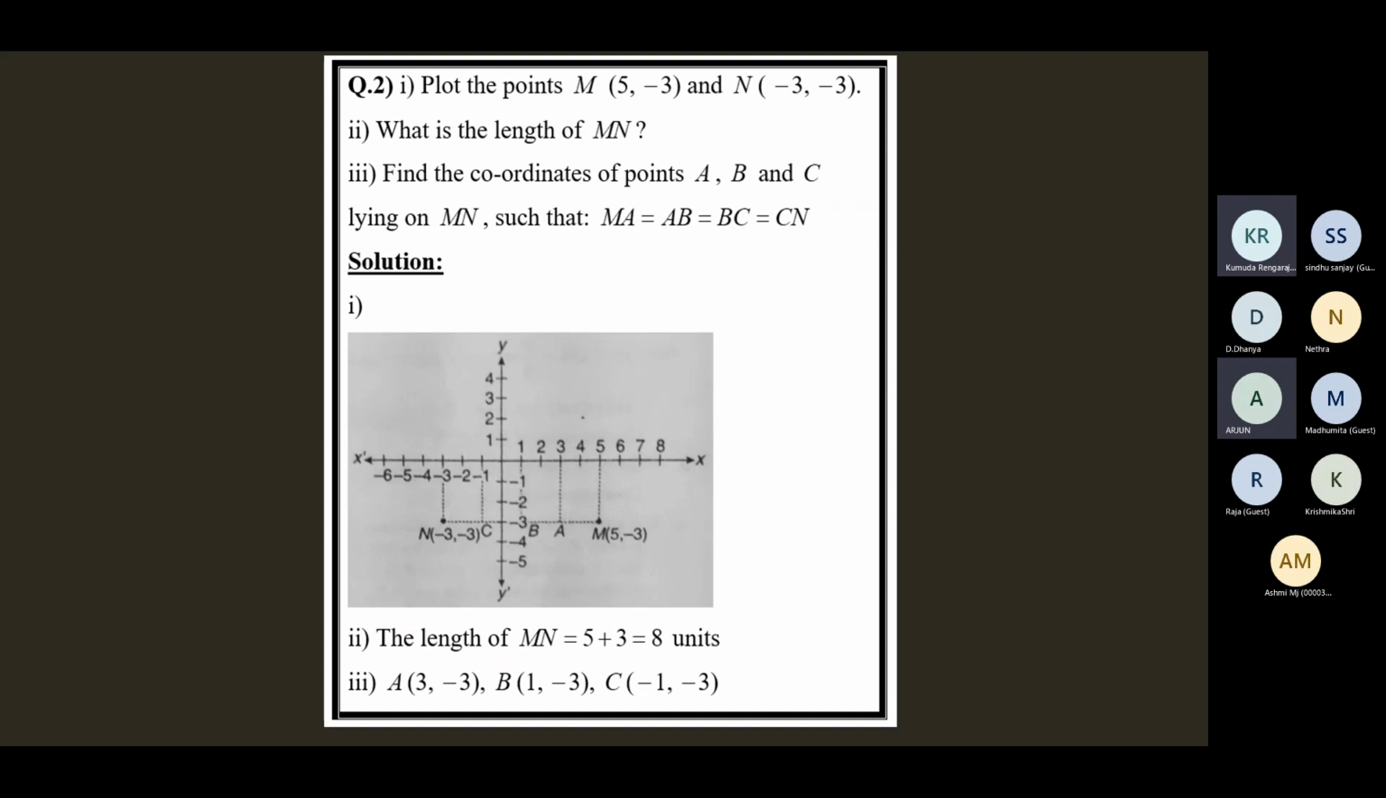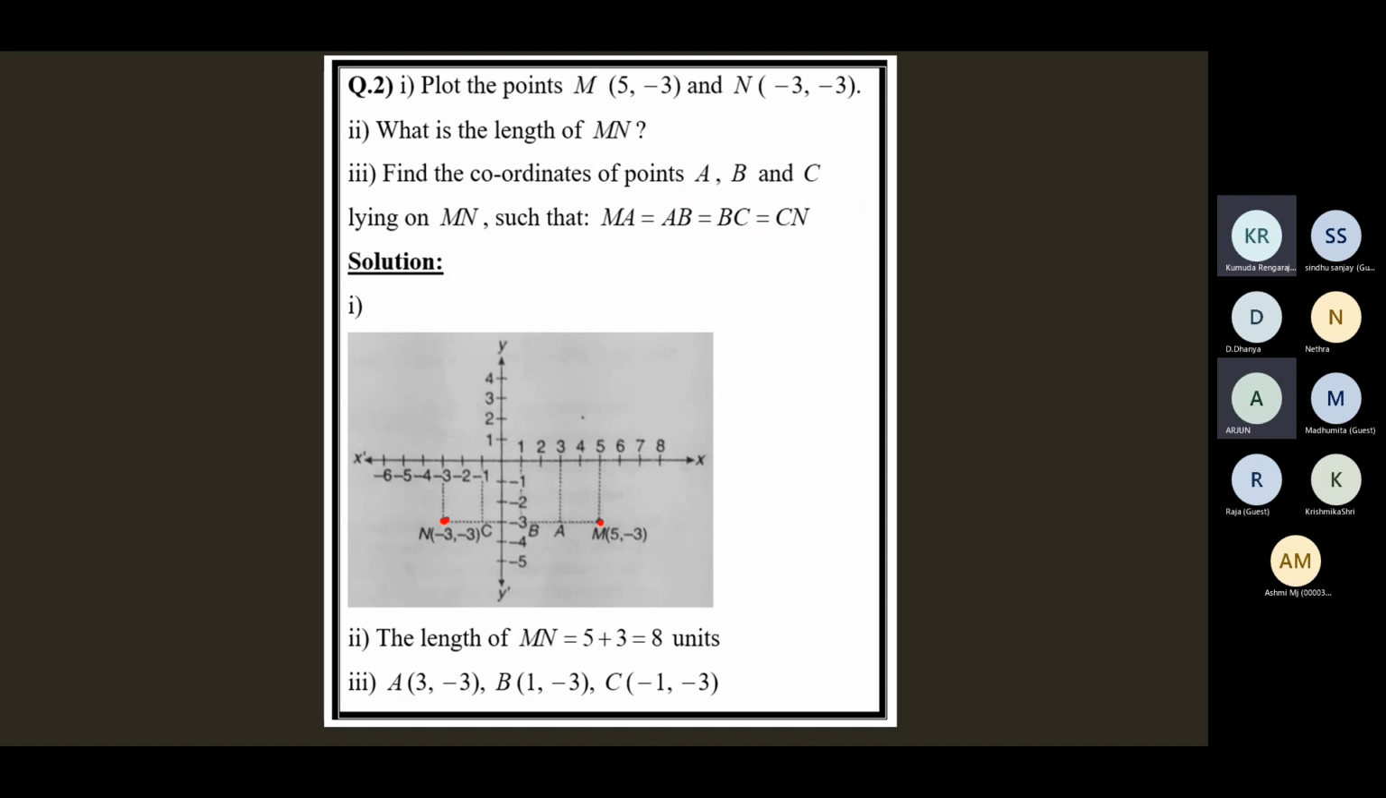Okay. Let me show you the answer straight away. Plot the points. Plot the points M, 5 comma minus 3. You can see it here. It's plotted here. 5 comma minus 3. N, minus 3 comma minus 3. So you'll have to plot only these 2 points first.